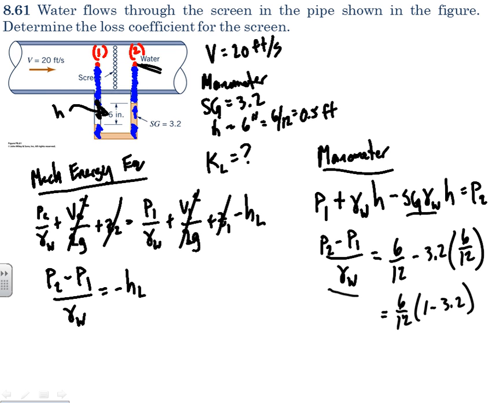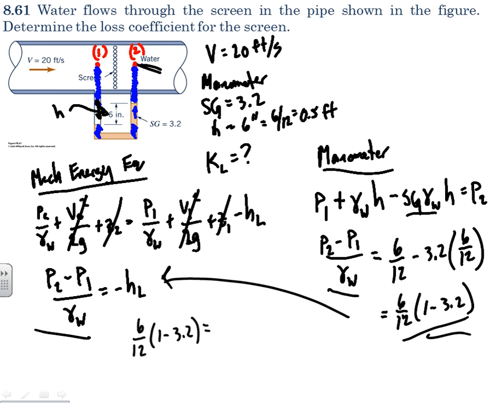Right, so I notice this term is the same as this term, so I can then substitute this into here, and I have 6 over 12 times 1 minus 3.2 is equal to minus the head loss. Rearrange this, and I'd have the head loss is equal to 6 over 12 times 3.2 minus 1, which is just equal to 1.1.